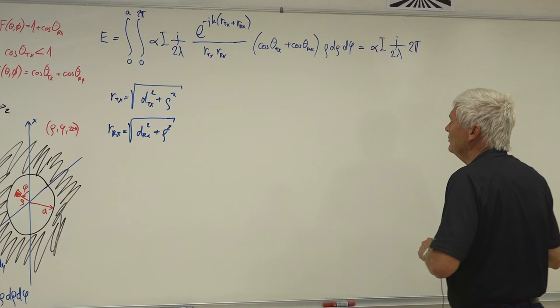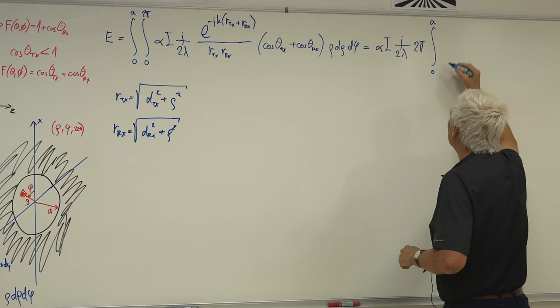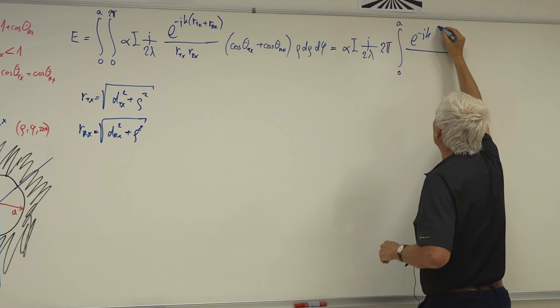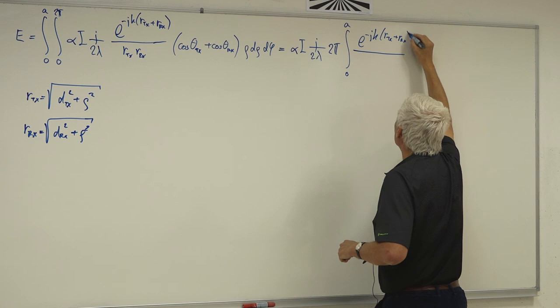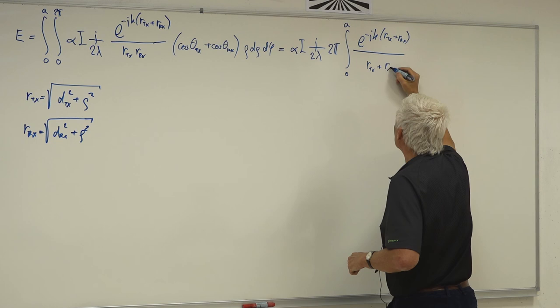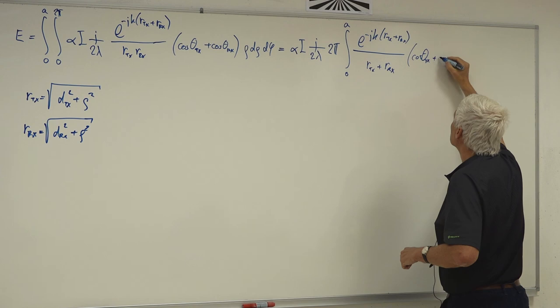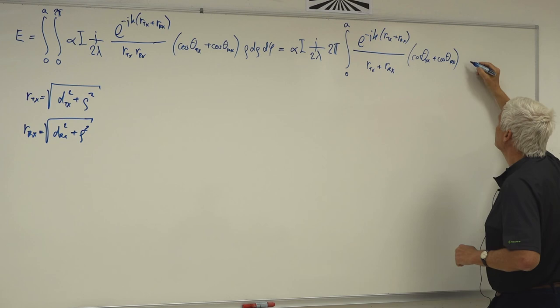And now what is left inside the integral? I only have the integral from 0 to a. I have the exponent function up here, e to the minus jk (r tx plus r rx), but I will have to express them from the equations. In the denominator I have r tx times r rx, and I have the cosine of theta tx plus cosine theta rx, and rho d rho. Okay, I may leave it the way it is right now.